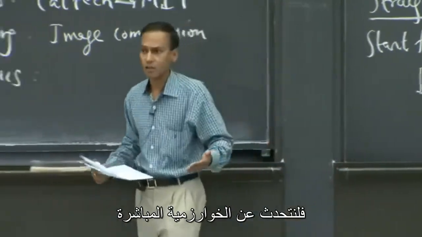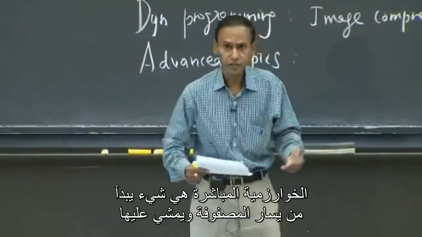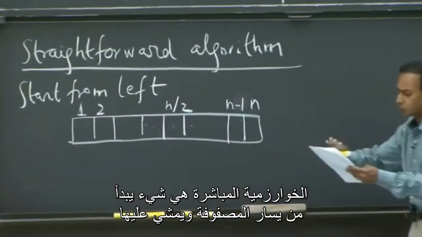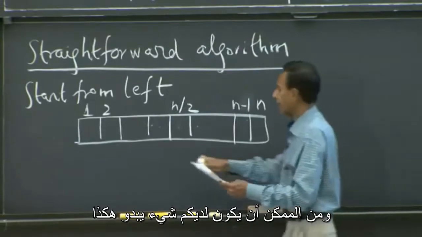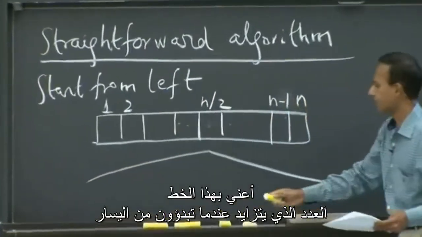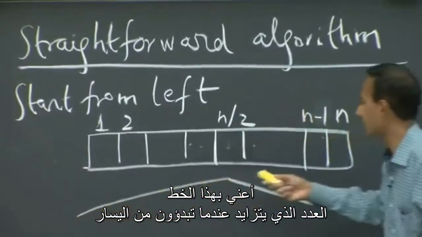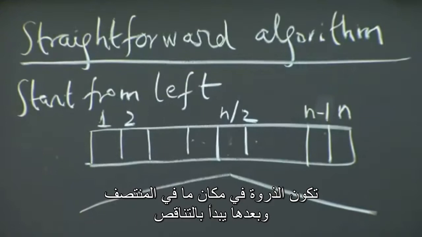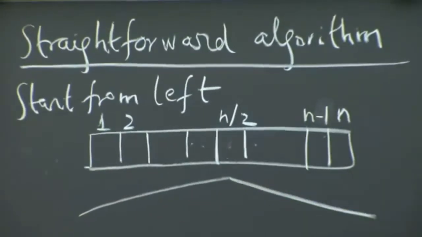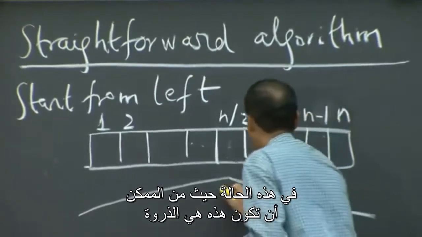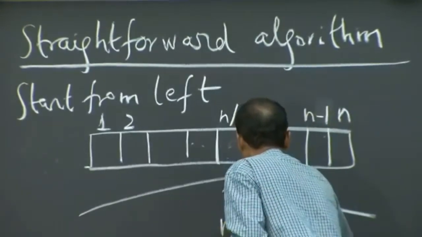So let's talk about the straightforward algorithm. The straightforward algorithm is something that starts from the left and just walks across, and you might have something that looks like that. All right, by this I mean the numbers are increasing as you start from the left. The peak is somewhere in the middle, and then things start decreasing. Right? So in this case, this might be the peak.